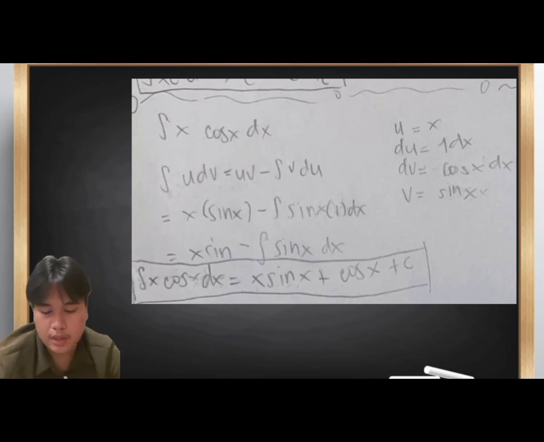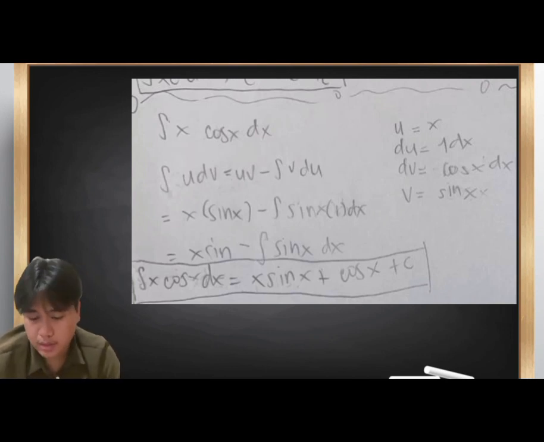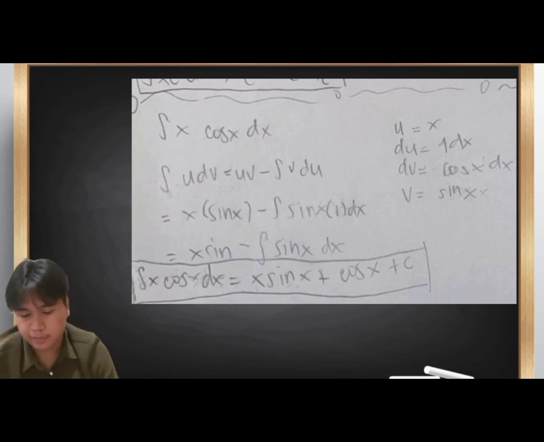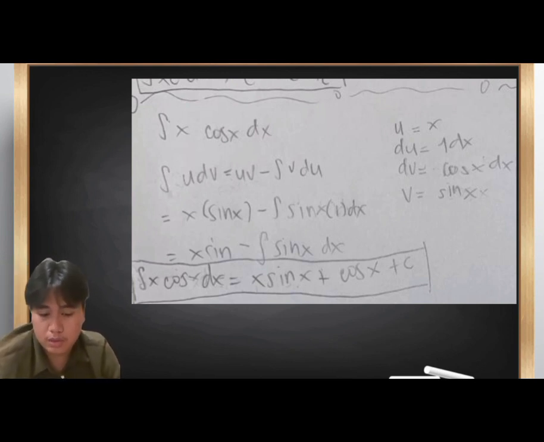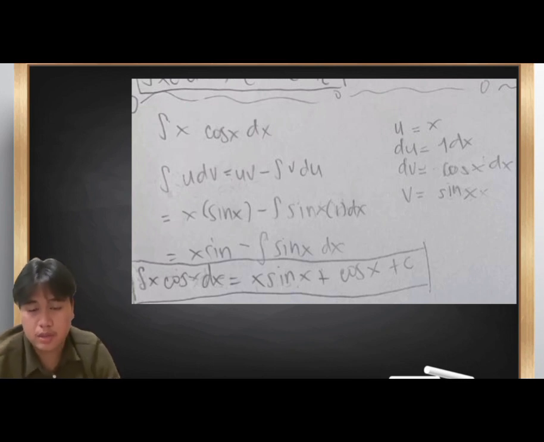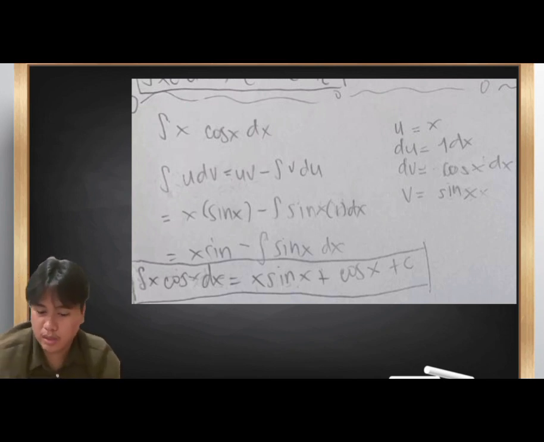Let's solve for another example: the integral of x cosine x dx. Now we will need to use the acronym in determining the order. Since the algebraic expression comes before the trigonometric function, we will use the algebraic expression x to represent u. So u is equal to x, and what's left is cosine x dx. So dv, which is the trigonometric function, we will place cosine x dx in dv.